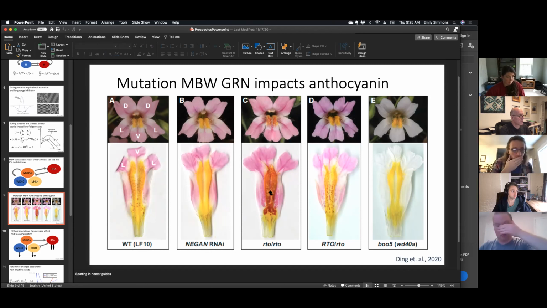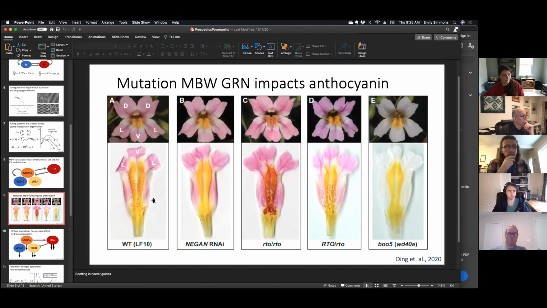Now, interestingly, in a perfect scenario, if RTO were the only thing causing the inhibition, you would think that this would become solid red. What you see is that it's not quite solid red. So there is some sort of natural barrier to anthocyanin, or Negan, which is causing some sort of patterning as well, which is kind of interesting to think about, the physical barriers of the Negan.